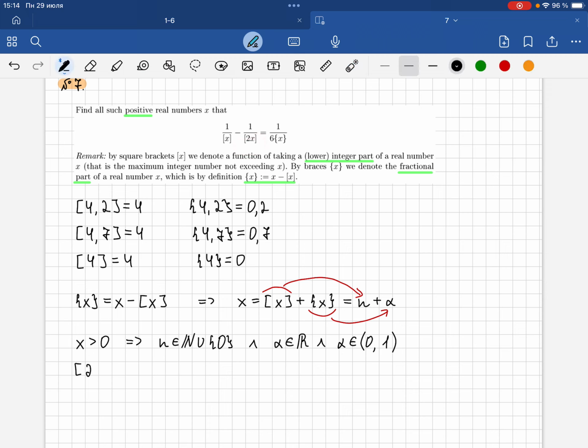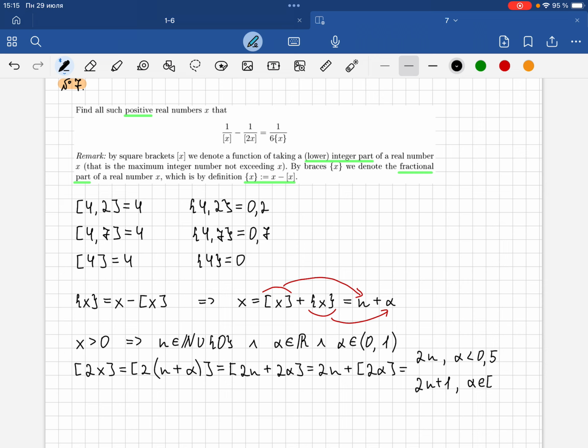So let's try to express the lower integer part of 2x. The lower integer part of 2x equals the lower integer part of 2 multiplied by a sum of n and alpha, which equals a lower integer part of a sum of 2n and 2 alpha. 2n is an integer, so this is equal to 2n plus the lower integer part of 2 alpha, which equals 2n in case of alpha less than 1/2, or 2n plus 1 if our alpha is greater or equal than 0.5 and also lower than 1. So we have two cases here.